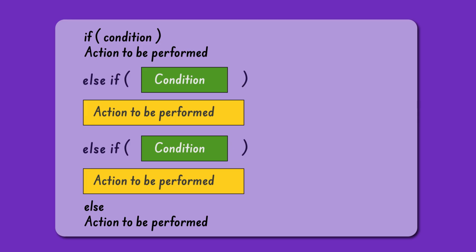When the program runs, first this if condition will be checked. If it is true, this action will be performed. If this is false, then the program will move to the next condition. If this condition is true, this action will be performed. If this is also false, then it will look at the next condition. If all the conditions that we have provided are false, then the action associated with the else statement will be executed.